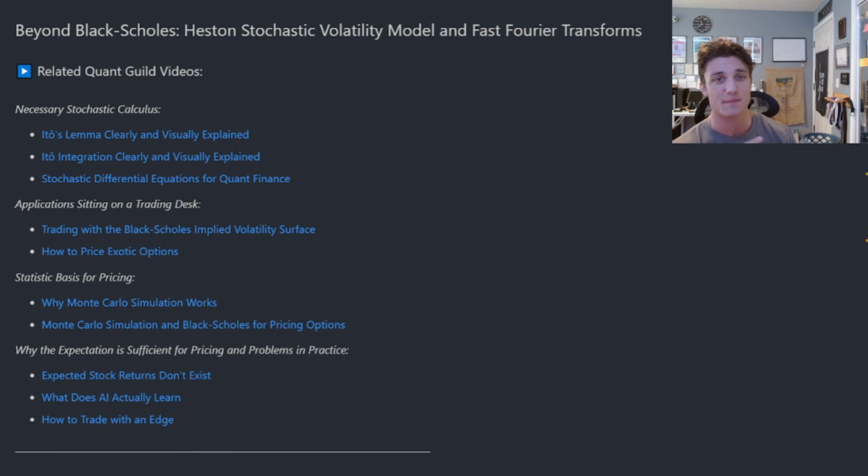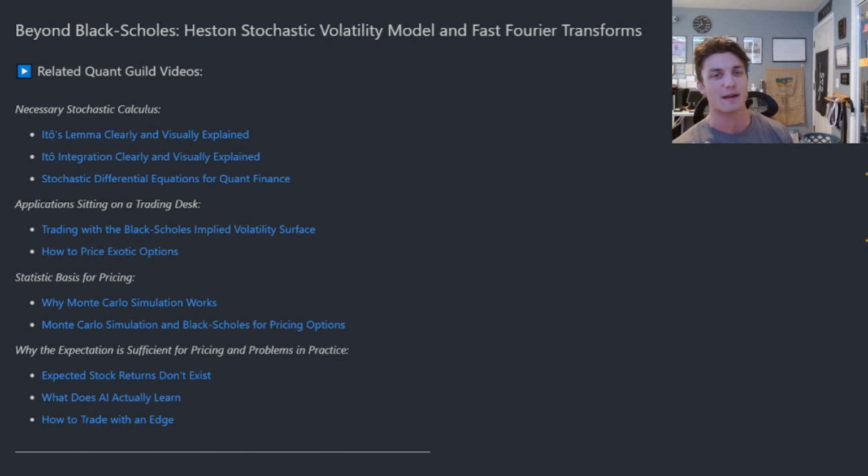In the past couple weeks, I've been talking about the idea that the Black-Scholes model is insufficient for quoting prices on a trading desk, and we extended the idea to this Heston stochastic volatility model, which can better capture the dynamics observed in a market implied volatility surface.